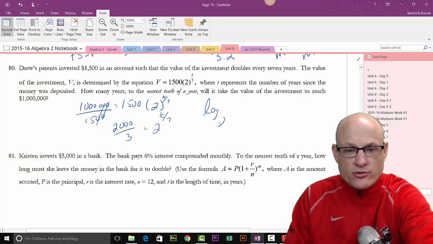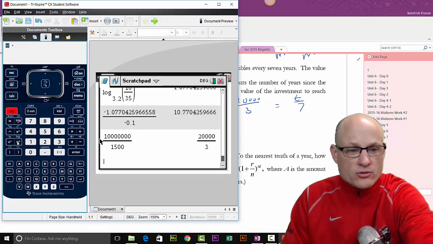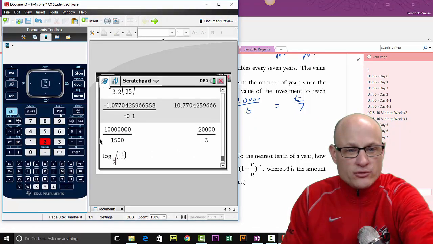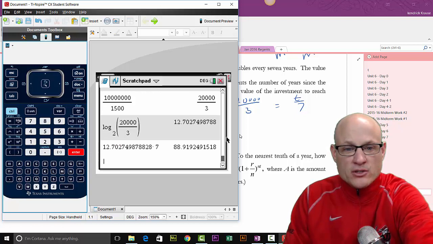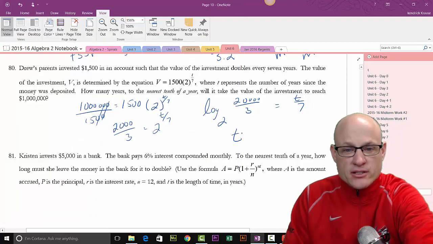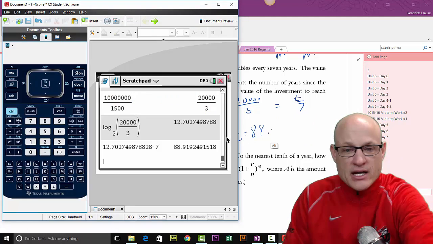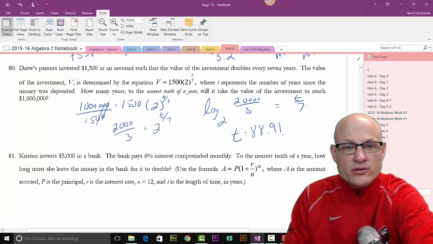So log base 2 of 20,000 over 3 equals t over 7. So we're going to do control log base 2 of the answer equals that, and then we're going to times that by 7. So t equals 88.91 years, nearest tenth of a year, 88.9 years.